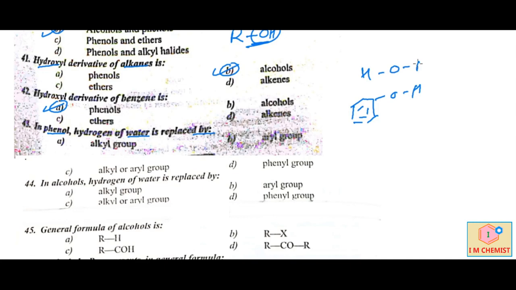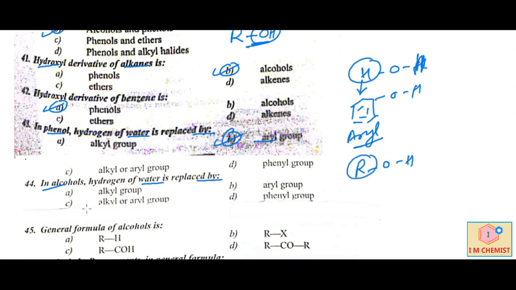Actually this is water, and one of the hydrogens of water is replaced with an aryl functional group. So option number B is correct. Aryl is actually a benzene ring. In alcohols, hydrogen of water is replaced by what? That is replaced by R group, and R is known as alkyl group, hence option number A would be correct.